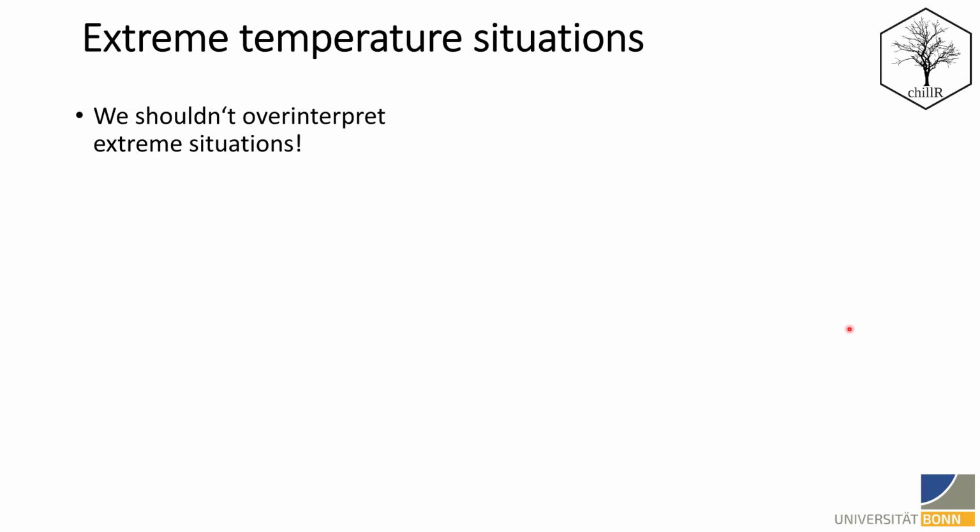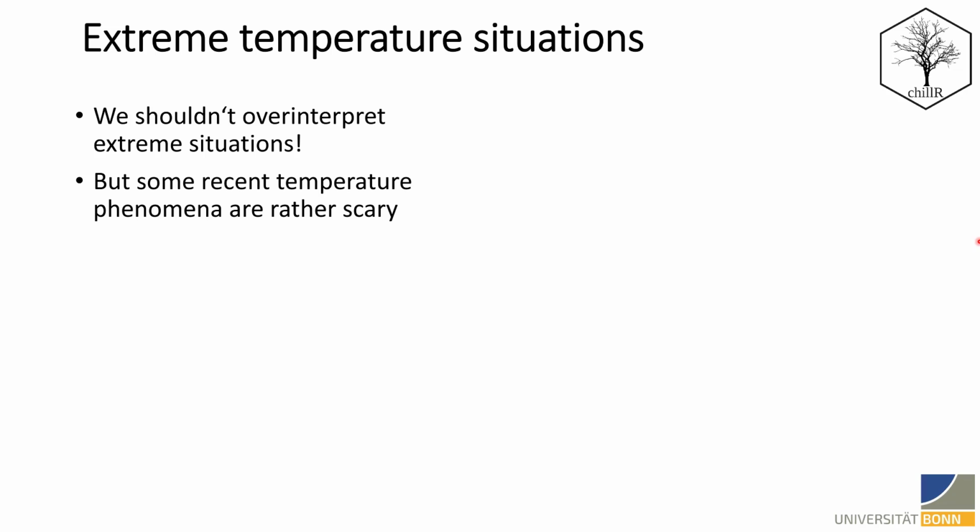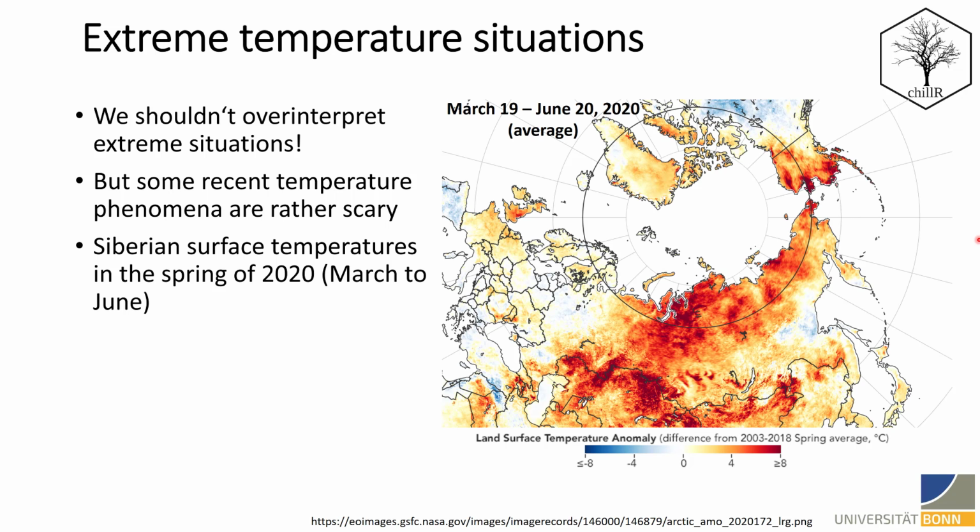Extreme situations could just be freak outliers that could just not represent what is really happening in the long term. But it is a little bit tempting to still find remarkable what's happened recently, because some recent temperature phenomena are rather scary. And what I'm talking about in this particular case is the warming that has occurred in Siberia, and basically much of the Arctic region of the planet in 2020.